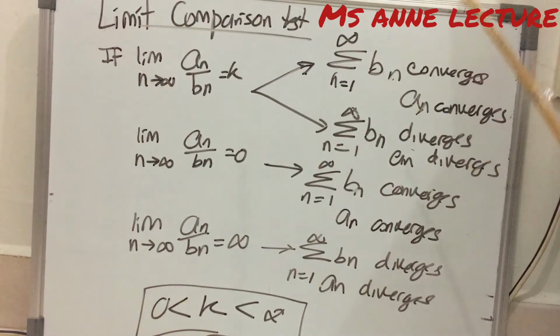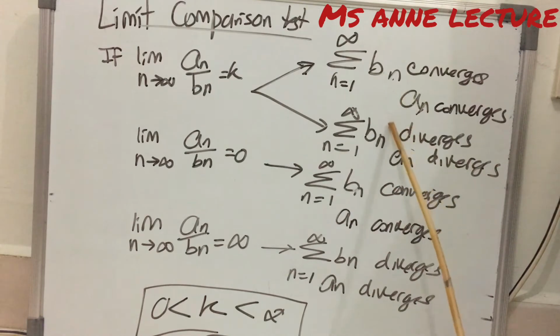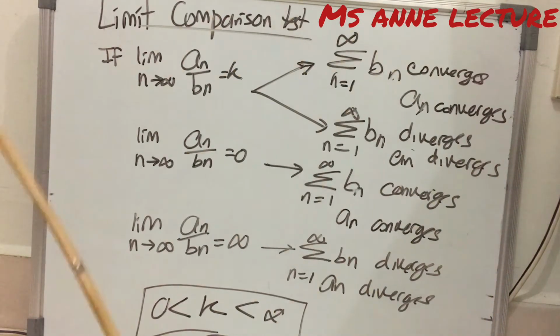So as you can see here, if you get a value for the limit, it can be either answer. If the bn converges, then the an will also converge. If the bn diverges, then the an should also diverge. If you get a value of 0 and the bn converges, then the an will converge. If you get a value of infinity and the bn diverges, then the an also diverges.